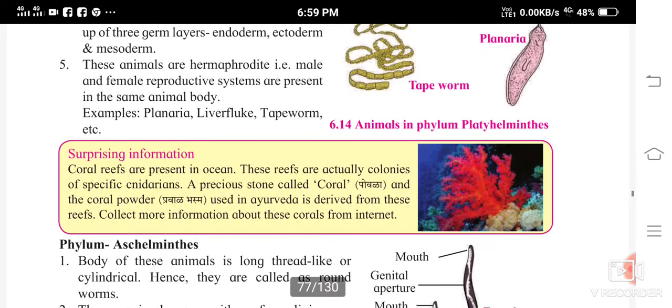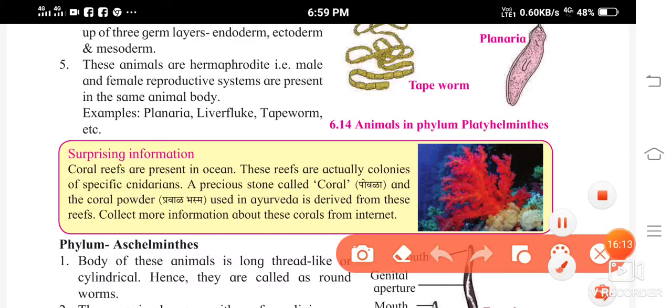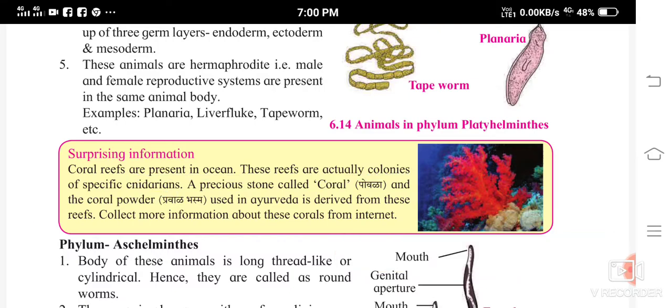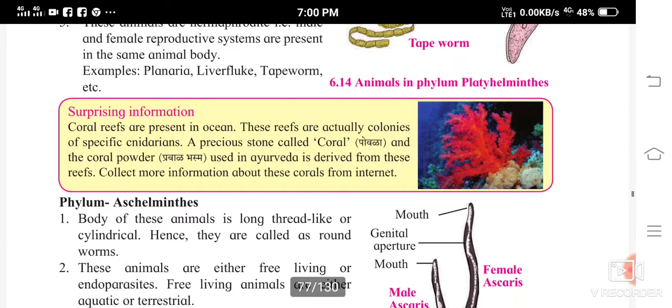Okay. Now see, surprising information. Coral reefs are present in oceans. These reefs are actually colonies of specific cnidarians. Okay. Now see this coral reef. Yes, they are present in the oceans. And see, this reef which is there is actually present in colonies of specific cnidarians. That means they are not present singly, they are always present in colonies.